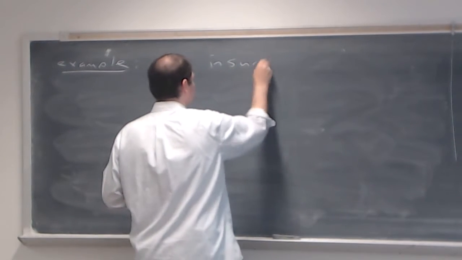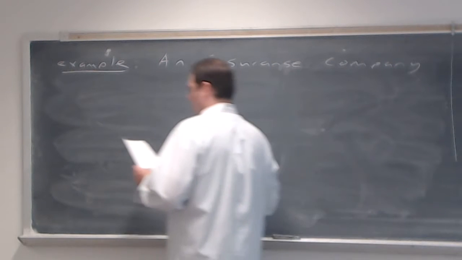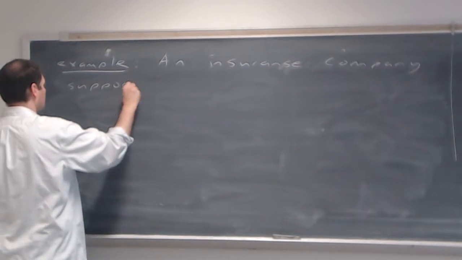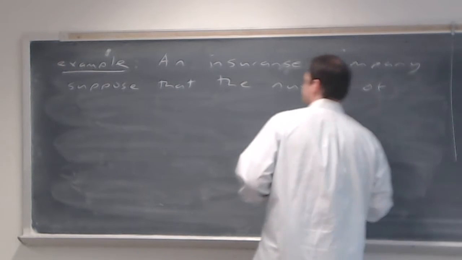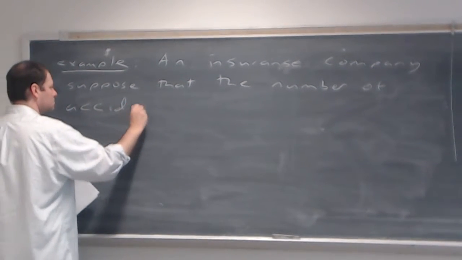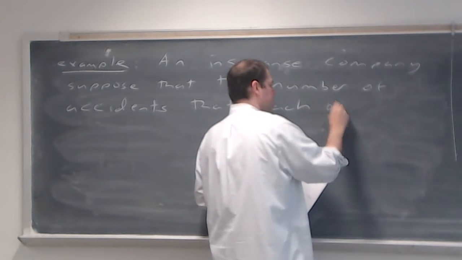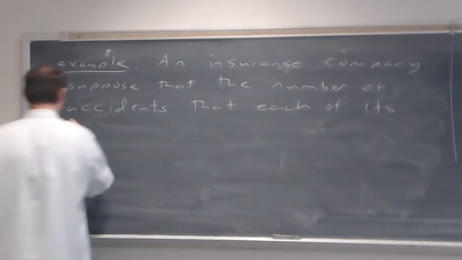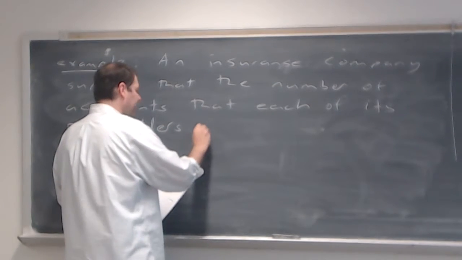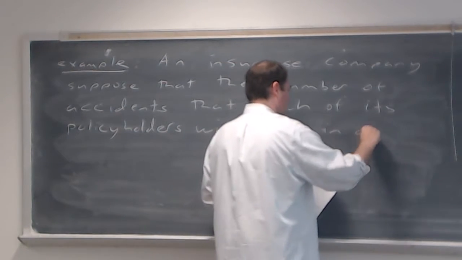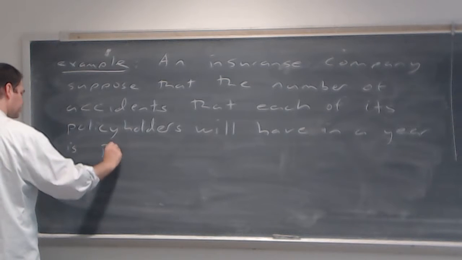An insurance company supposes that the number of accidents that each of its policyholders will have in a year is Poisson distributed.